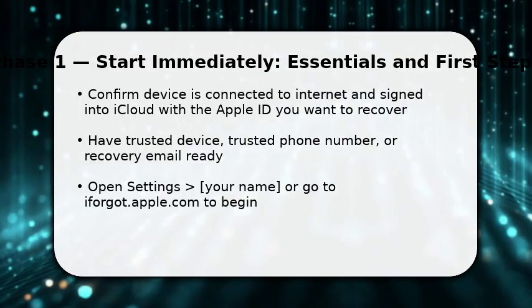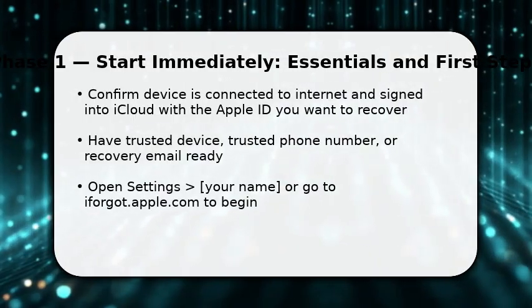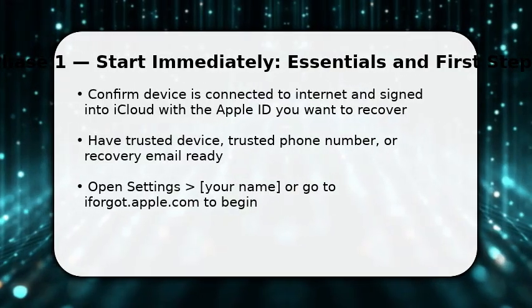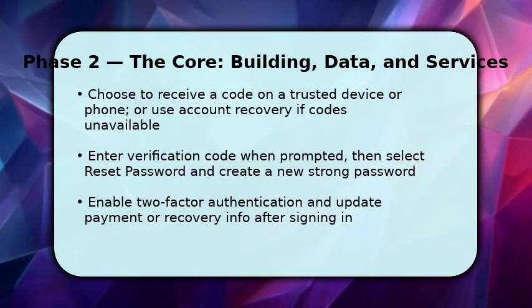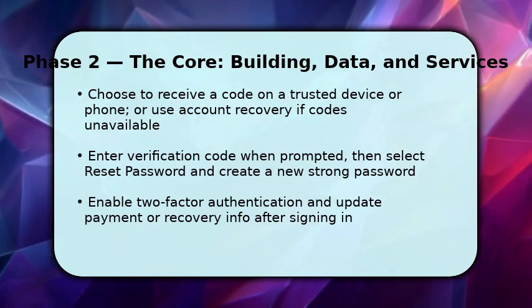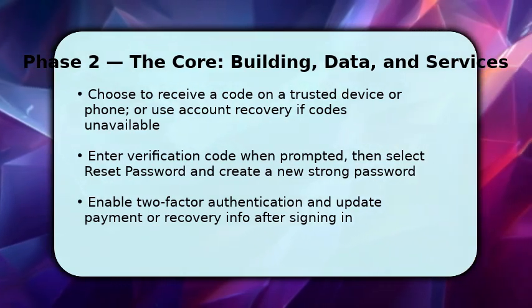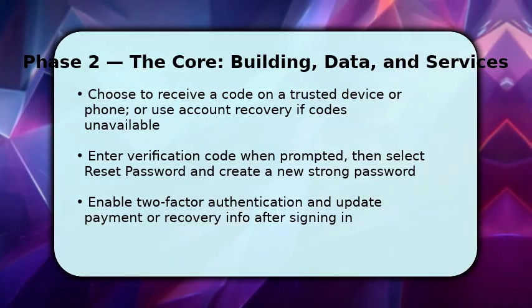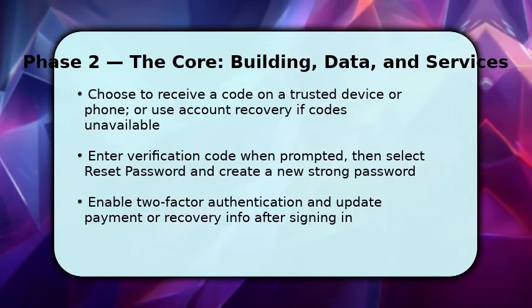Make sure you have access to the listed phone or email before continuing, otherwise choose Account Recovery. Once you request verification, pick the method you can access: trusted device, trusted number, or recovery email. When the code arrives, type it exactly. This confirms your identity and unlocks the reset option.